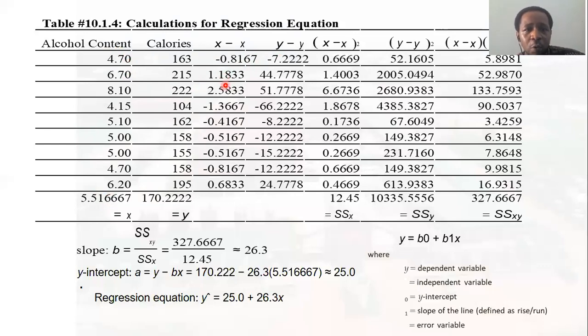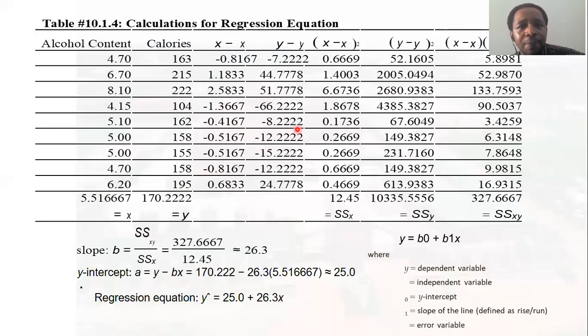You go to the next value, 6.70 minus 5.51. It gives you 1.1833. 8.10 minus 5.5166 gives you 2.588. And so on. You continue down up to 6.20 minus 5.5166. It will give you a value of 0.6833.